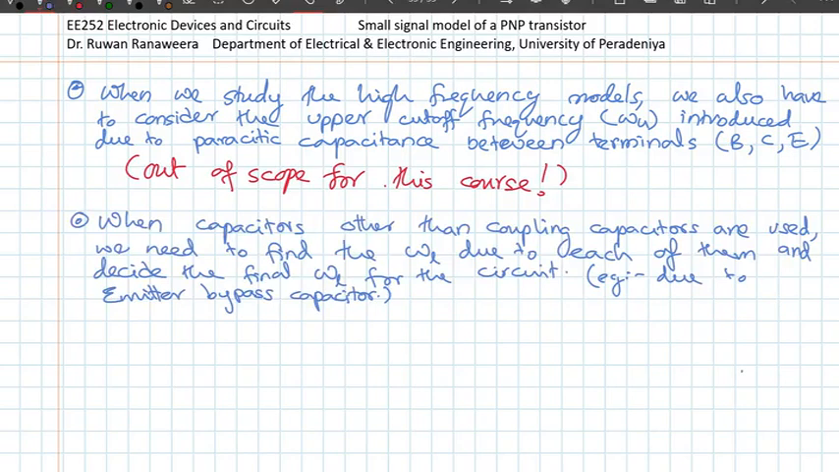Okay, this is where we are going to stop today. So this is about the bandwidth of an amplifier.